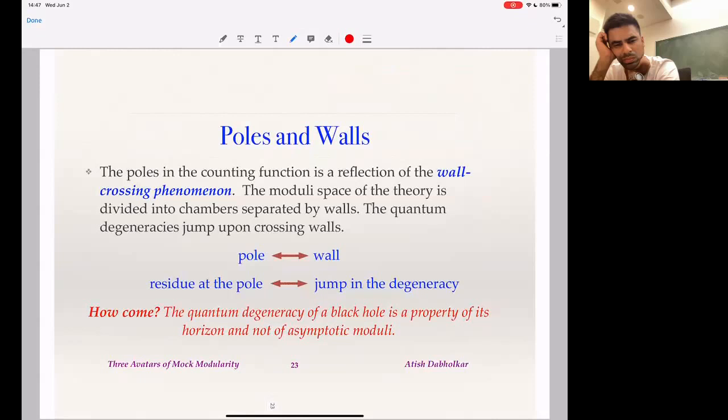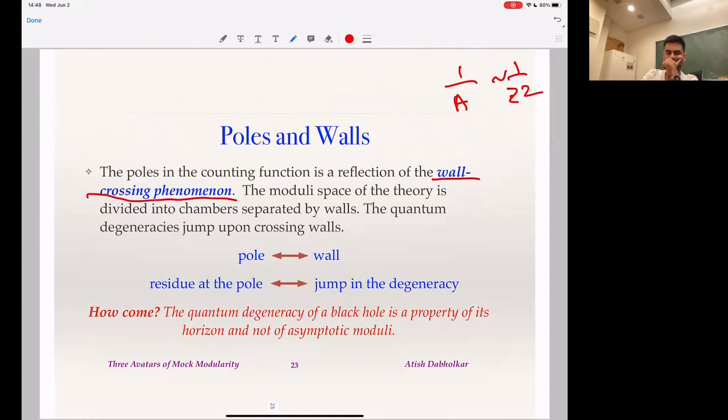Now, I'm going to go a bit quickly. The poles in the counting function. So what is the resolution? The resolution is that, as I told you, this 1 upon a function had a pole like 1 upon z squared. It turns out that it is a reflection of a wall crossing phenomenon. Because when you are computing black holes, some quantum degeneracies of some bound states, it actually depends on where you are in the moduli space. And the moduli space is in fact divided in chambers, and these are walls in the moduli space.